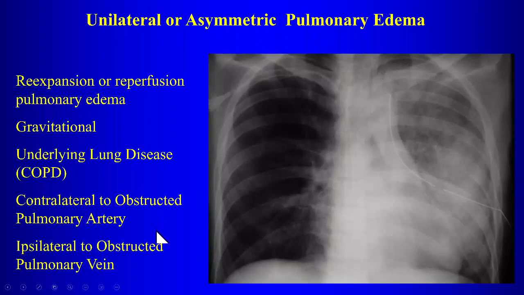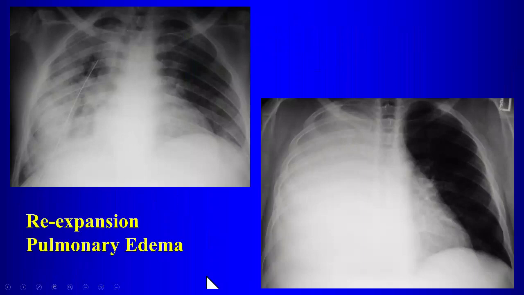artery. So if this patient had a PE and then developed pulmonary edema, what side would the PE be on? It says contralateral to an obstructed pulmonary artery. Right, so the PE would be on the right side. Good. Ipsilateral to an obstructed pulmonary vein. What side would the obstructed pulmonary vein be on? Left side. Very good, yes. So those are other causes of asymmetric pulmonary edema.